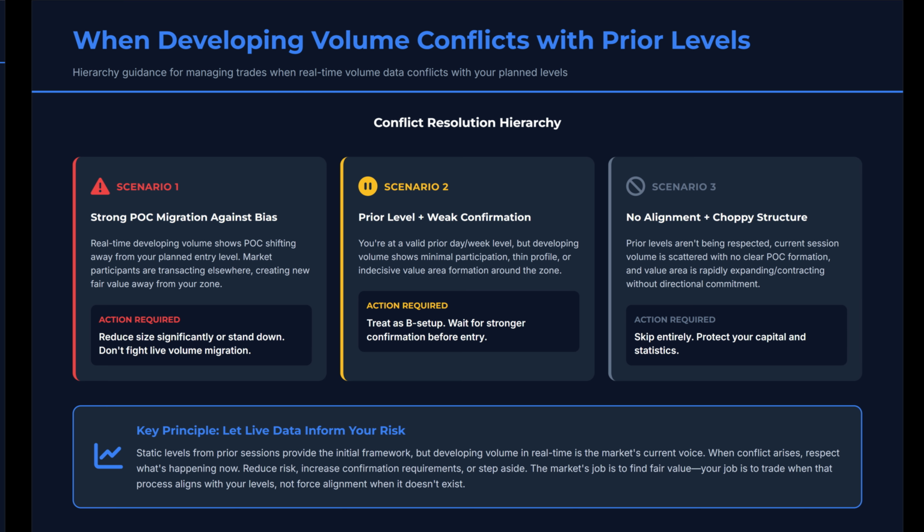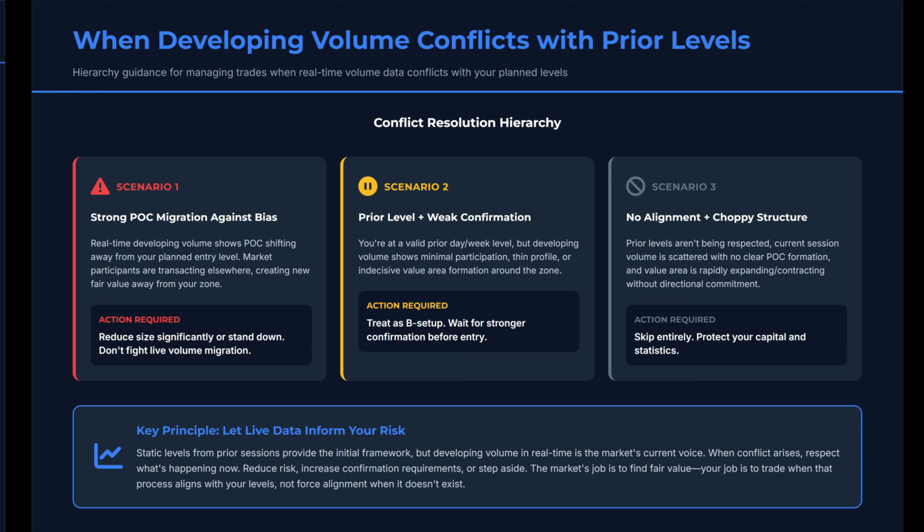Scenario 3. No alignment plus choppy structure. Gray zone. Skip entirely. This is the easiest scenario to identify and the hardest to resist trading. Action required? Skip entirely.